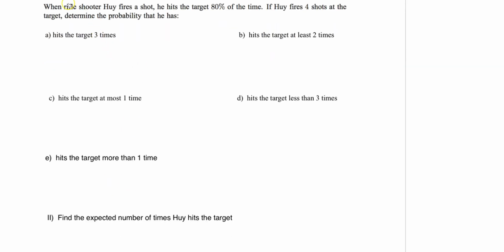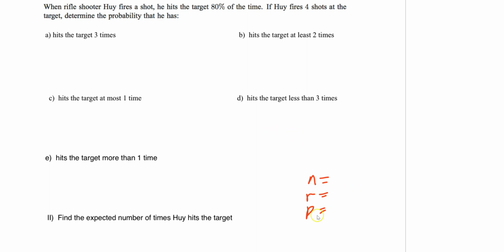Apparently Trump supporter Hugh. When rifle shooter Hugh fires a shot, he hits the target 80% of the time. If Hugh fires 4 shots at the target, determine the probability that he has hit the target 3 times. Yada yada. So let's do some first. So first, right, it is binomial. Remember, with binomial, you need 3 things. You need n, you need r, and you need p. You need the total number of shots he's taking. You need the ones that we want. And we need the probability.